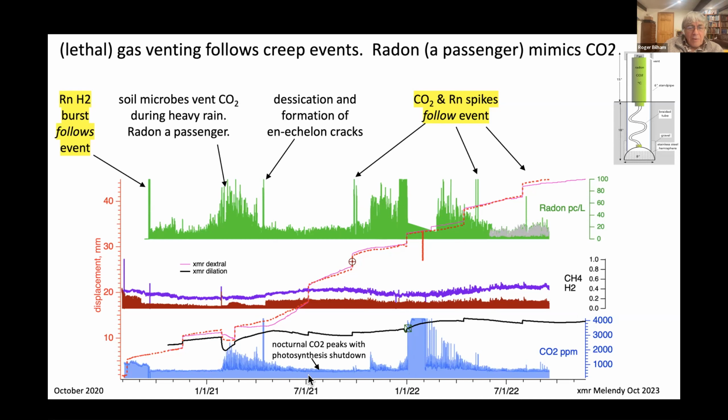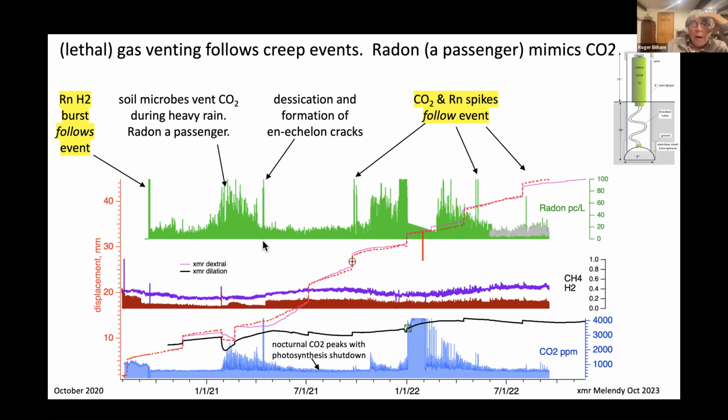Do these gases increase at the time of creep events? Actually not synchronously in any way. What we see is a creep event may occur. At the beginning of the record, there's a couple of creep events, the red upsurges here, and we see a radon or a hydrogen burst or a carbon dioxide burst a few days later. This happens actually 1, 2, 3, 4, 5 times during this record.